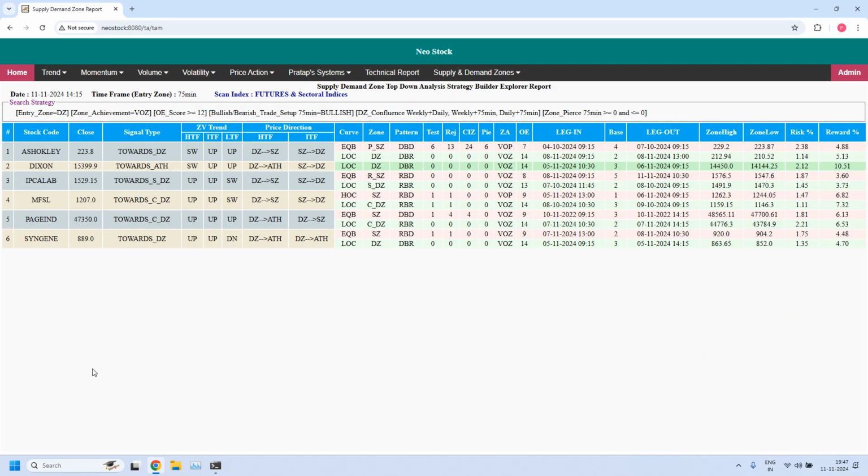In all the 6 stocks, 75 minutes entry zone is part of the daily zone. Both together again part of the weekly zone. And the weekly trend is up in all these stocks except first and second. If these uptrend stocks are having a weekly EMA confluence, they are even more high probability setup.